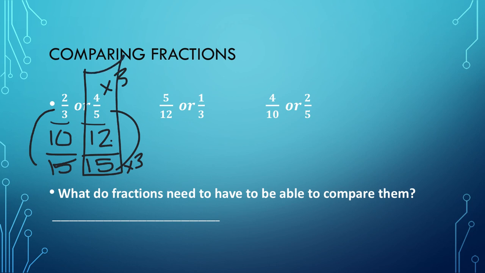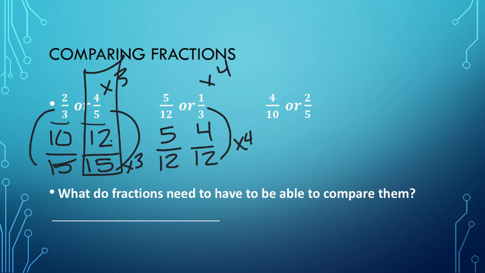Let's go ahead and look at the second one. 5/12 or 1/3. Well, not a common denominator, but we know 3 goes into 12. So let's make that our denominator. All right, we can easily do that. Now we didn't do anything to this one, so this stays 5/12. Now what did I times 3 by? I times it by 4. I'm going to take 1 times 4 to get 4. Now I can easily see which one's greater, 5/12 or 4/12. 5/12 is greater than a third.